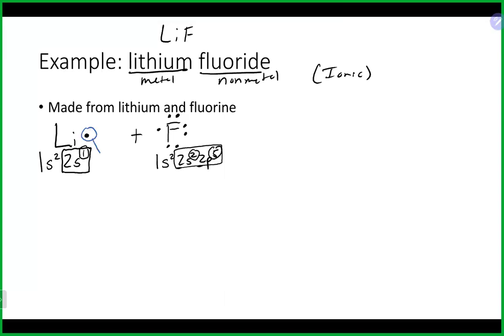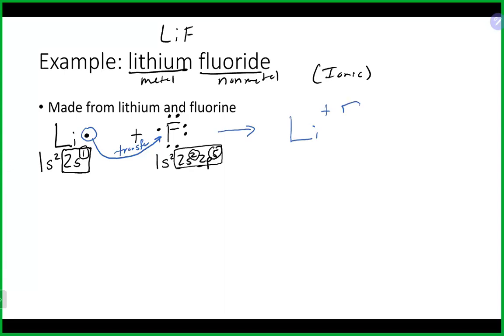So lithium's going to shuttle its electron over to fluorine. The result of that is lithium has just given up an electron, which means it now has more protons than electrons, and it's going to end up with a positive charge. That is how it becomes positively charged at this point.